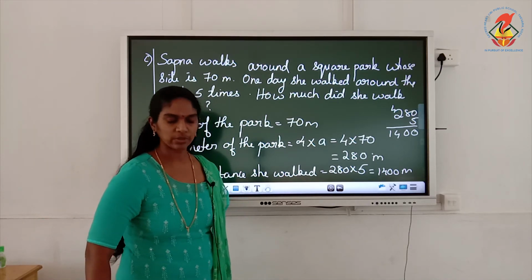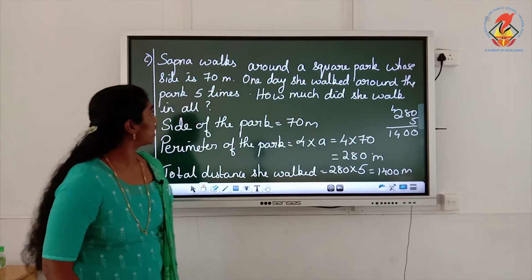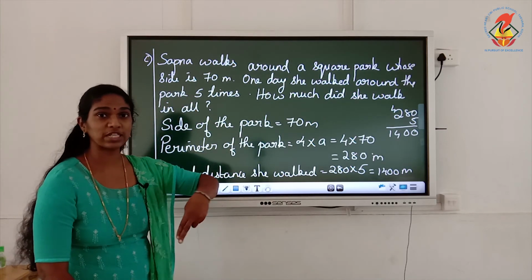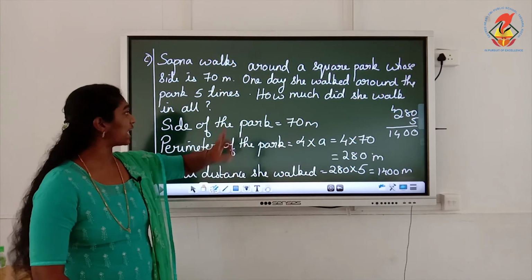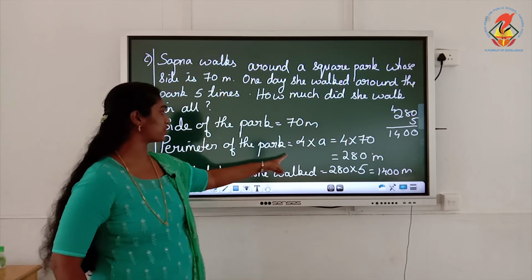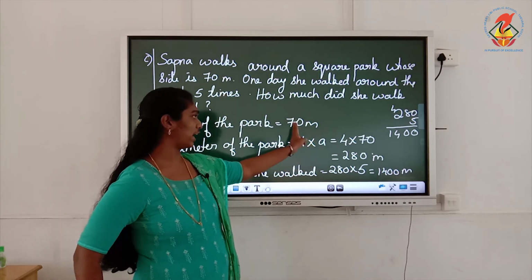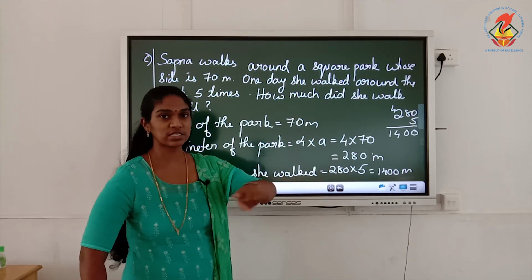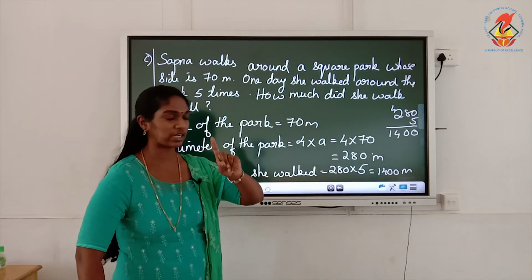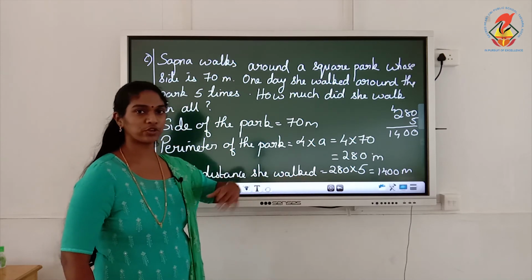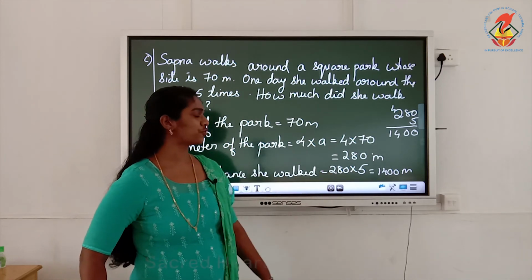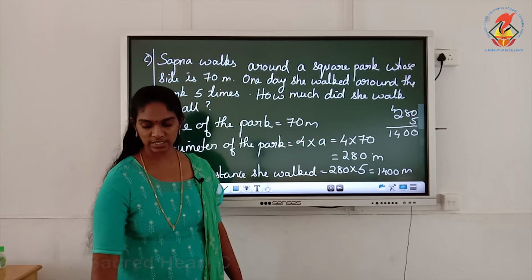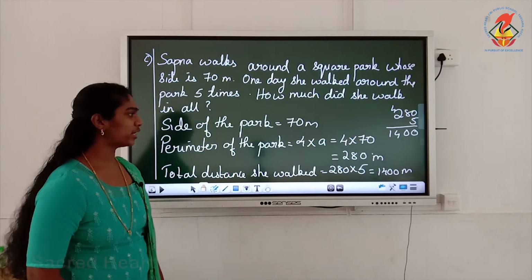Okay, children? Understood? So, here again, walking around the square park means you have to find out the perimeter. Side is given to you to find the perimeter of a square park. 4 into A. A is 70 meter. 4 into 70 you are getting 280 meter. This is the distance around the park for 1 time. So, for 5 times you have to multiply by 5, you will get 1400 meter.